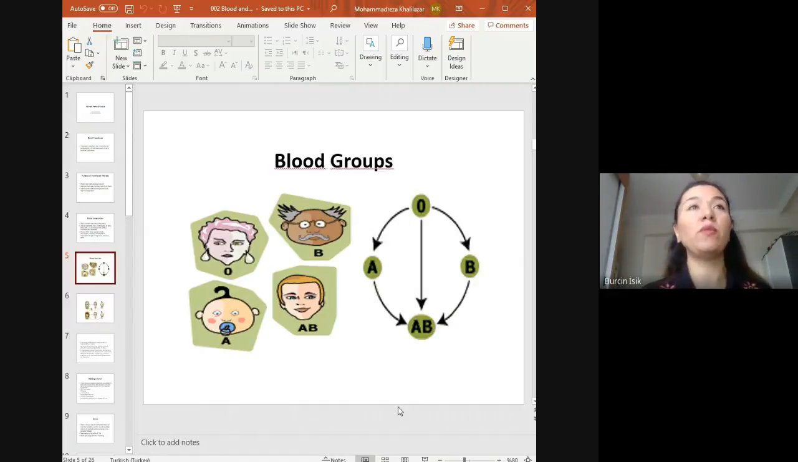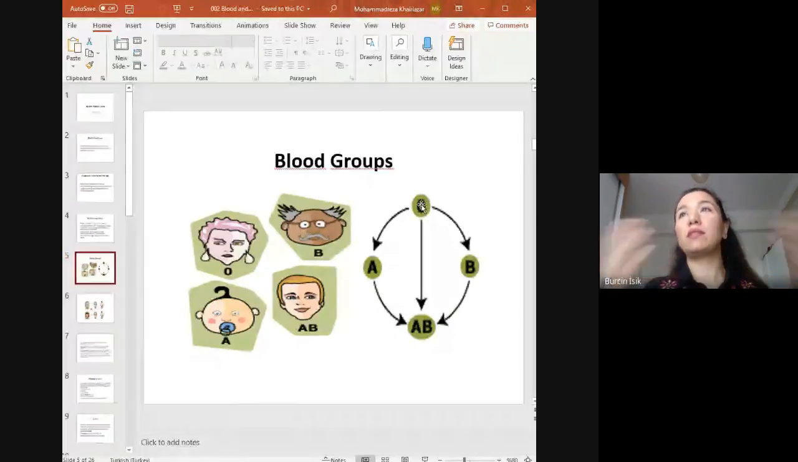We must know, for example, which groups can give and take from which groups. For example, A can receive from A and O, B from O and B, and AB from all of these, and O just gives for all of them.